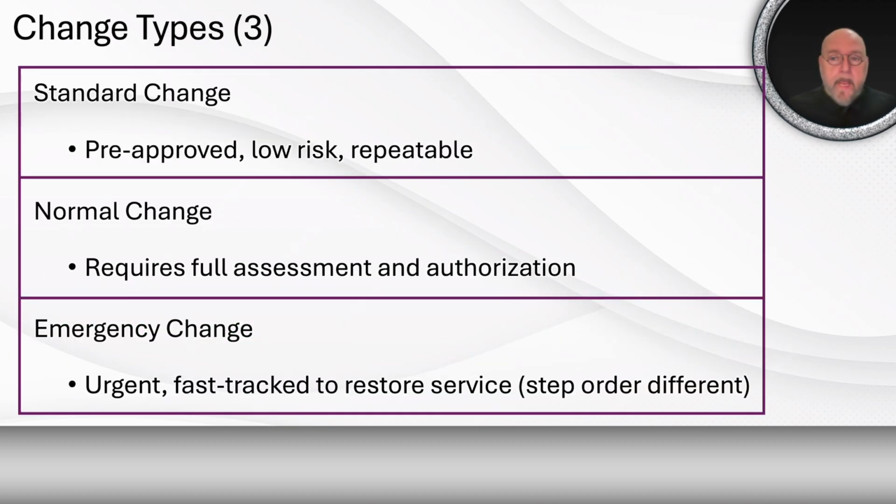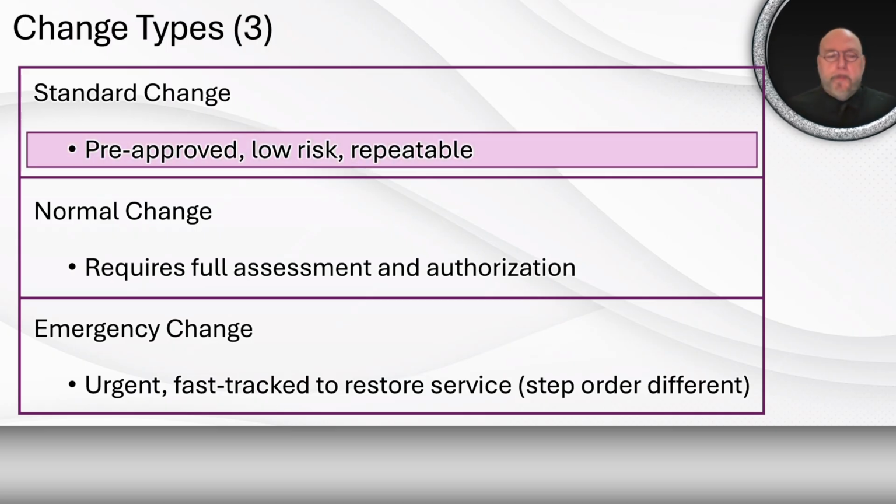Now there's 3 types of changes. Standard change, which is generally going to be pre-approved, low risk, repeatable. It could be something the user interacts with right on a website and fulfills it right from a website. For example, new toner in our printer or more paper for our printer.